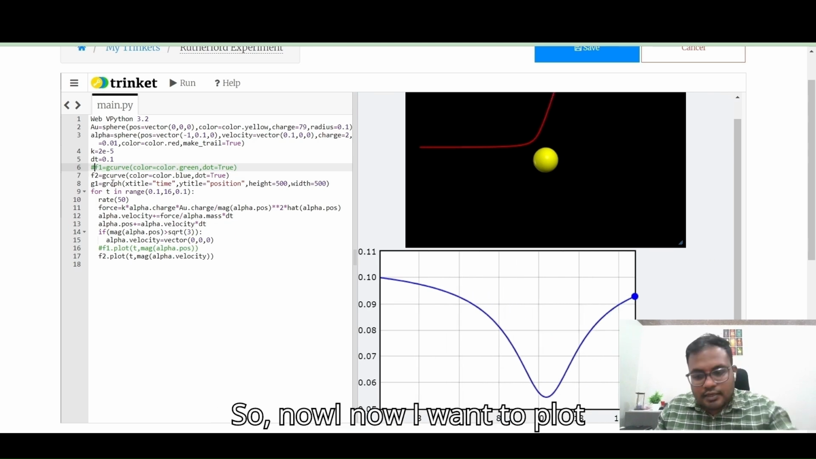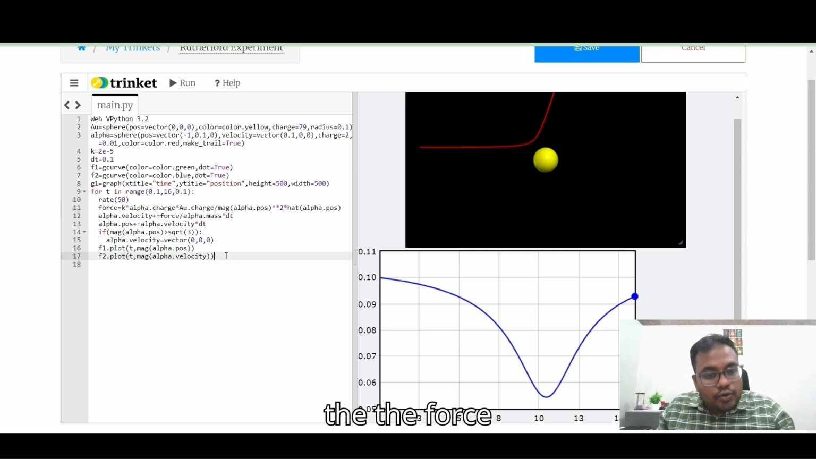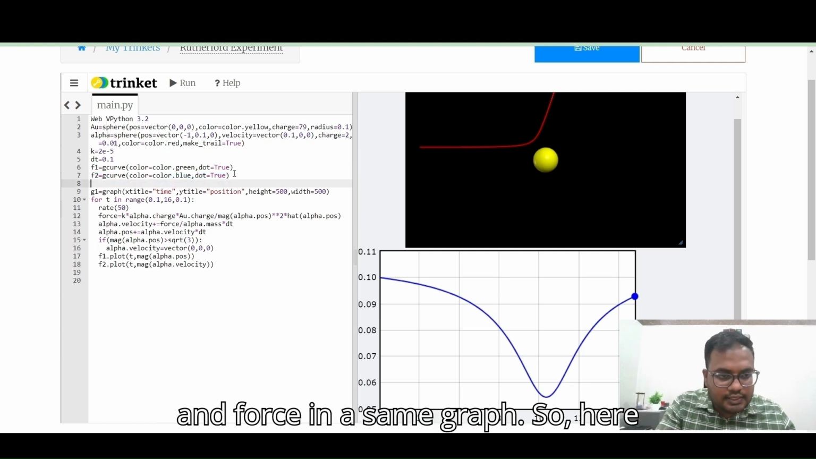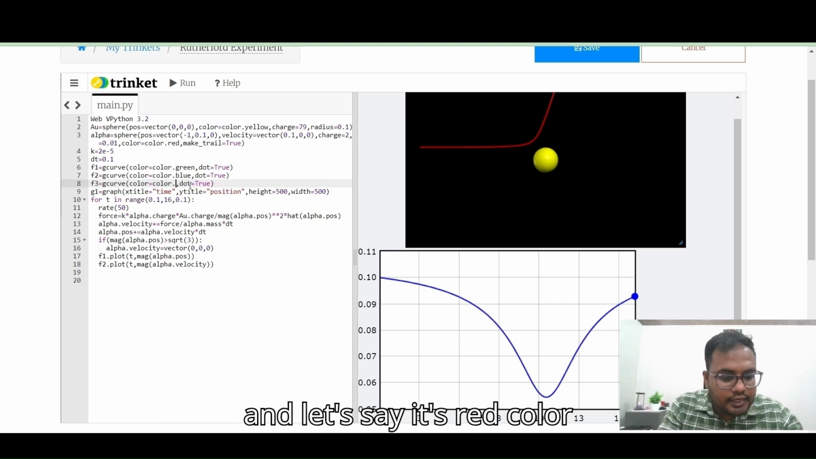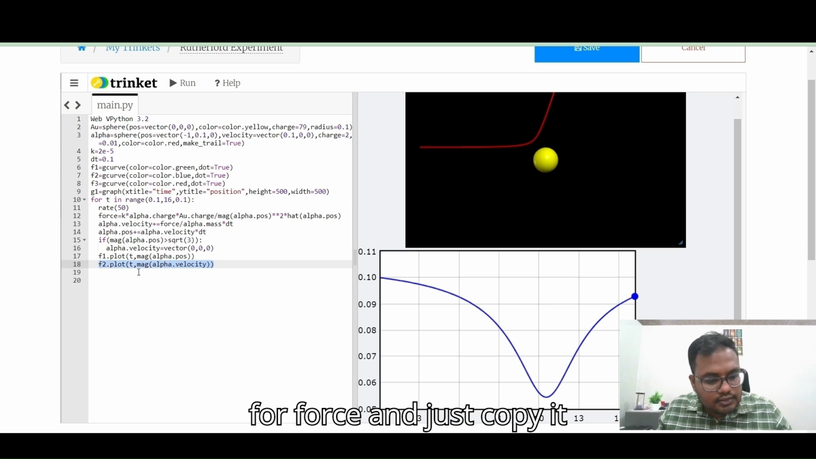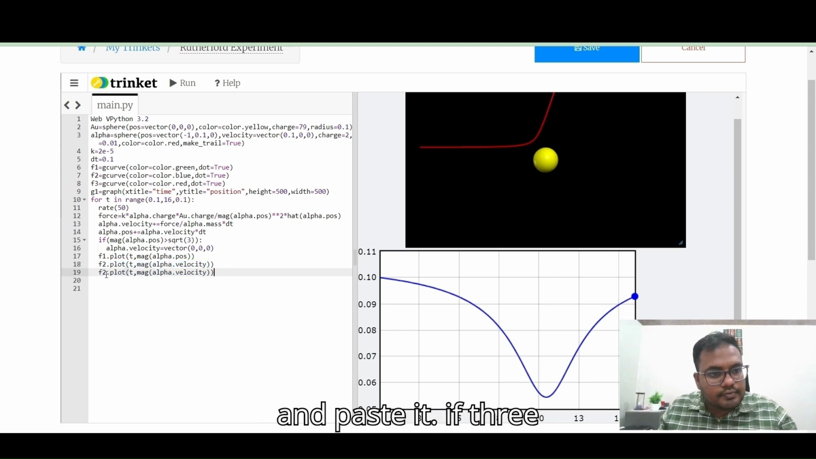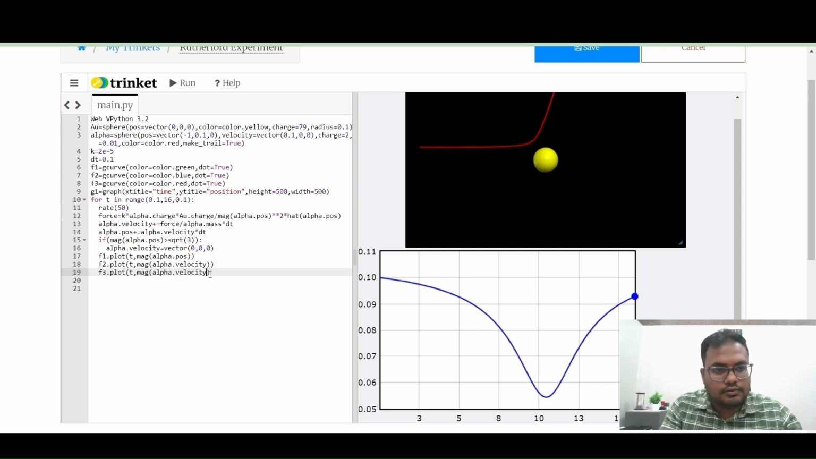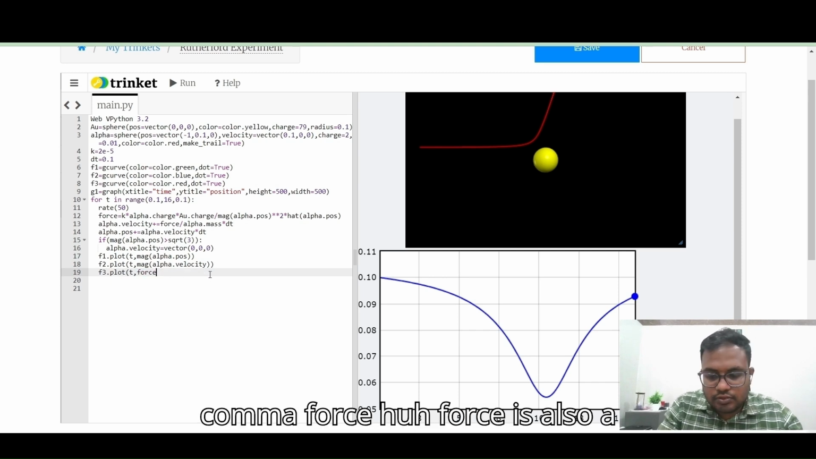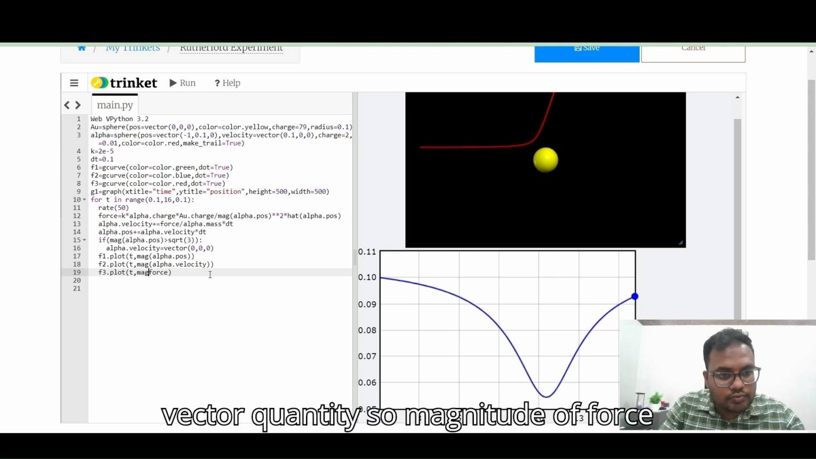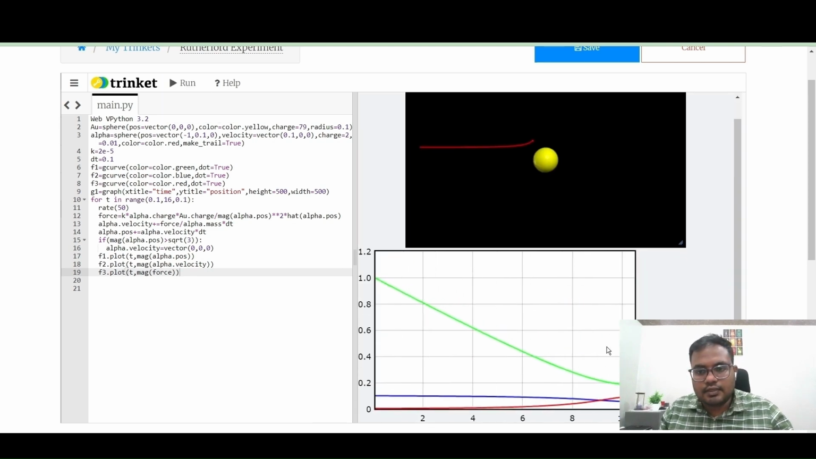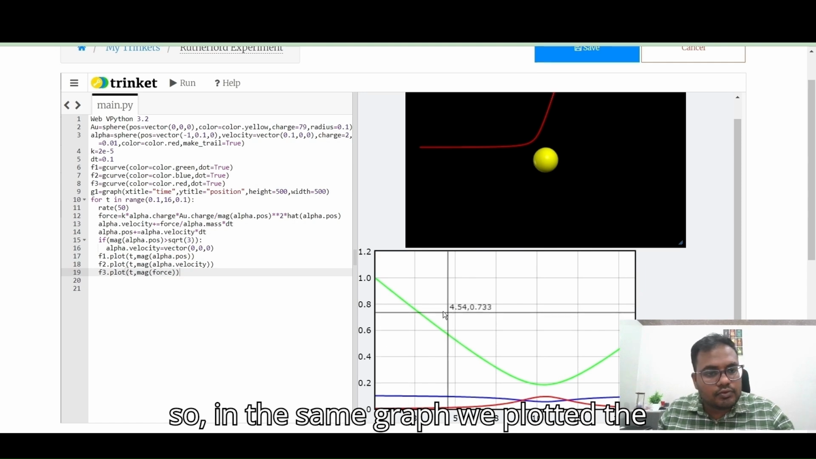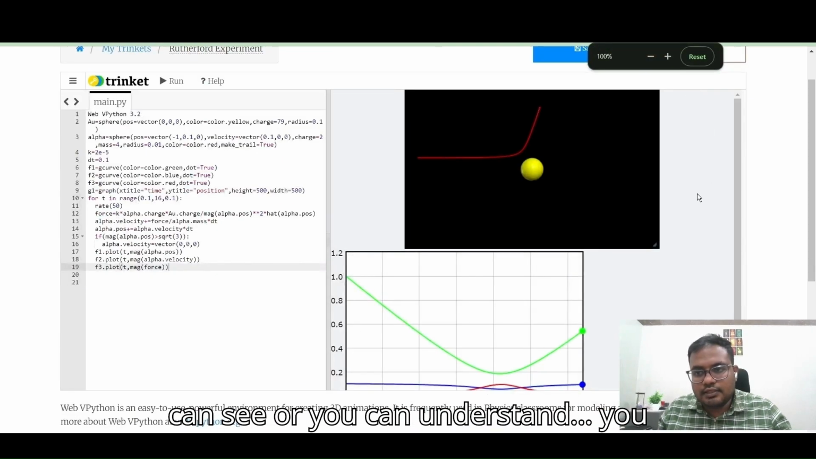So now I want to plot the force with respect to time, and we will plot this displacement, velocity and force in the same graph. So here is the trick. You have to put another f3, and let's say it's red color for force, and just copy it and paste it. f3.plot t, comma force. Force is also a vector quantity, so magnitude of force. Okay, let's run it. See, so in the same graph we plotted the position, velocity and the force.